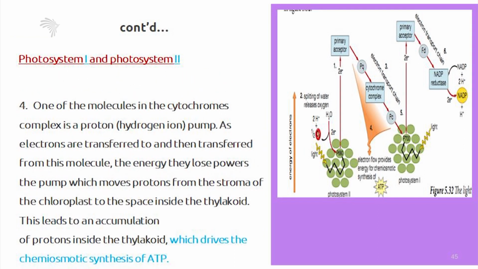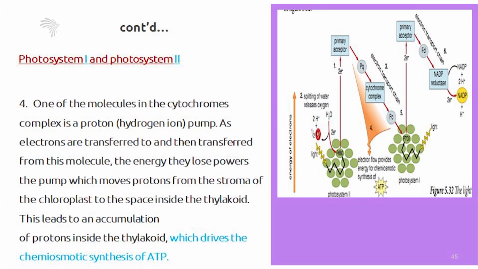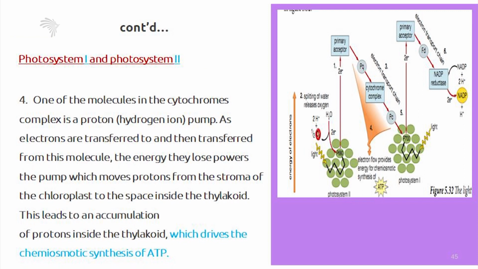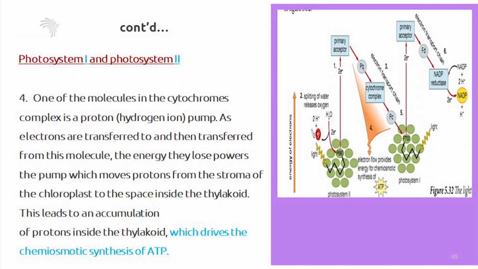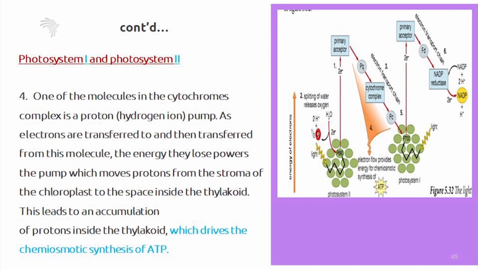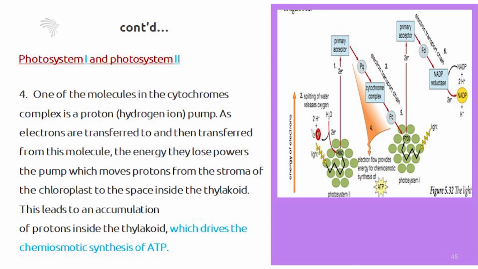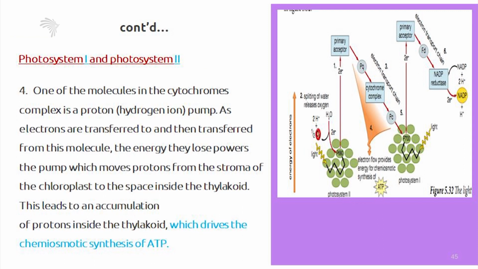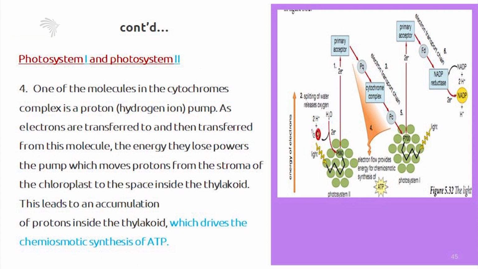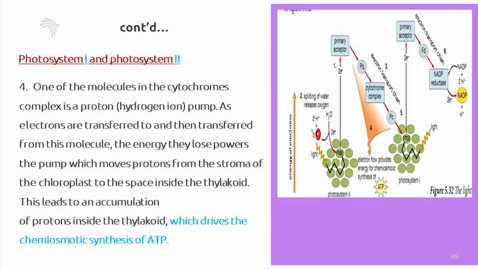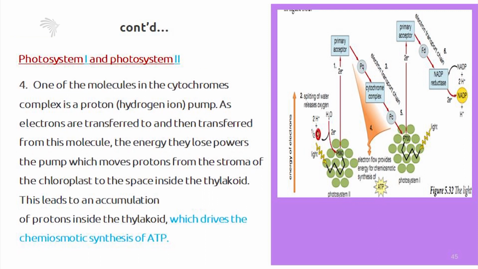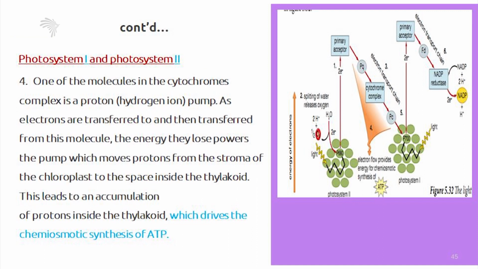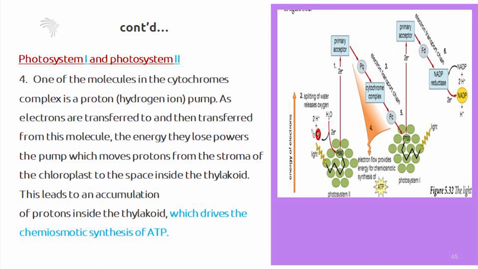The fourth, one of the molecules in the cytochrome complex is a proton or hydrogen ion pump. As electrons are transferred to and then from this molecule, the energy they lose powers the pump, which moves protons from the stroma of the chloroplast to the space inside the thylakoid. This leads to an accumulation of protons inside the thylakoid, which drives the chemiosmotic synthesis of ATP.